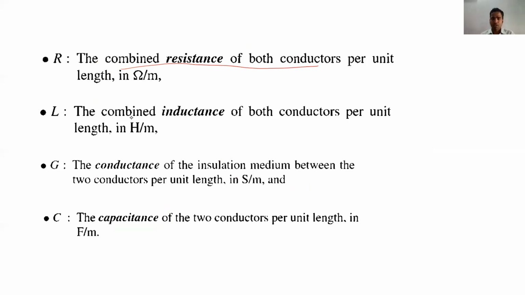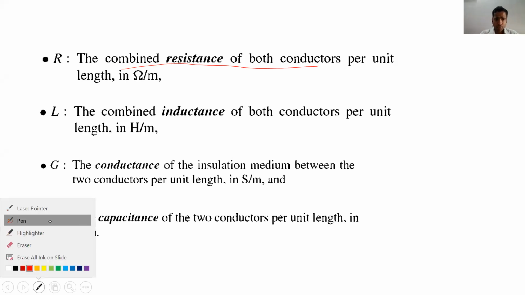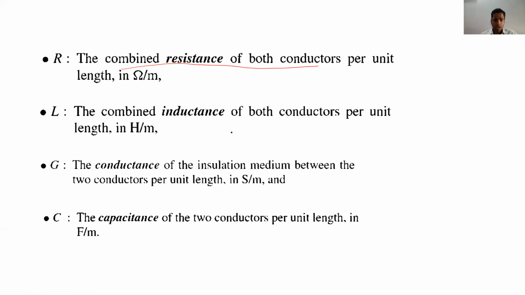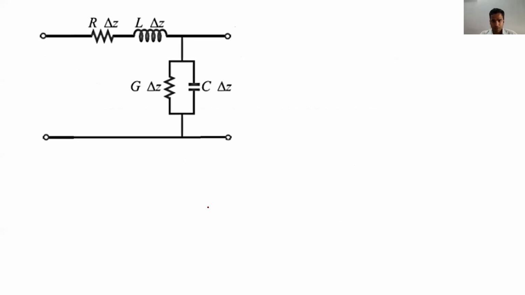Similarly, L is the combined inductance of both conductors per unit length. Similarly, G is the conductance of the insulation medium between the two conductors per unit length. The unit is Siemens. Some authors may use Siemens, some may use mho, the reverse of ohm. And the capacitance of the two conductors per unit length is also in farad per meter. So this is our basic subsection delta Z, and last time we saw how to analyze this.